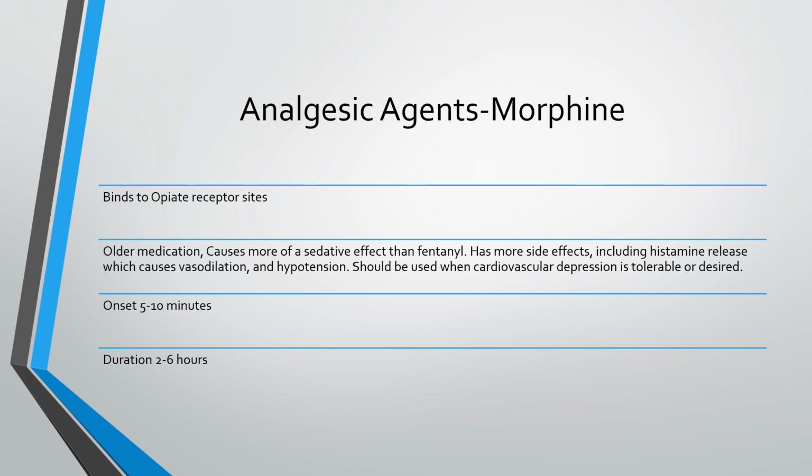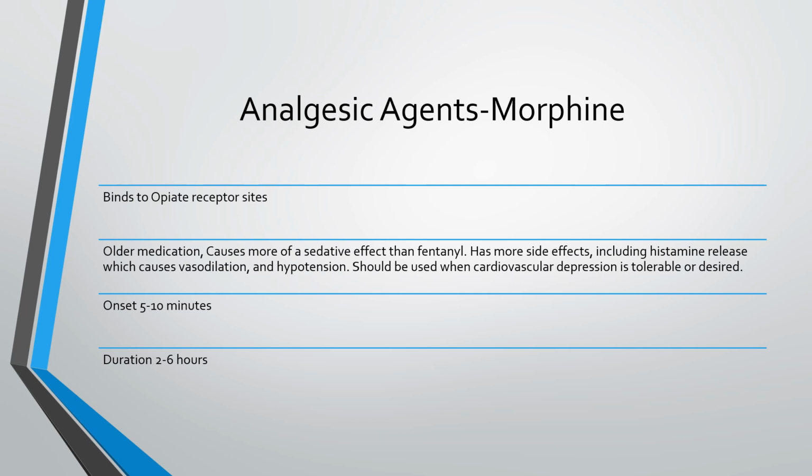Analgesic agents, morphine binds to opiate receptor sites. It's an older medication, causes more sedative effect than fentanyl, has that narco sedative effect. Sometimes that's nice. It releases anxiety. That's a partial reason why I give it, and why many people give it in cases like STEMIs or cardiac pain, because we're trying to reduce some of that anxiety, reduce some of that afterload, as well as the vasodilatory effects itself.